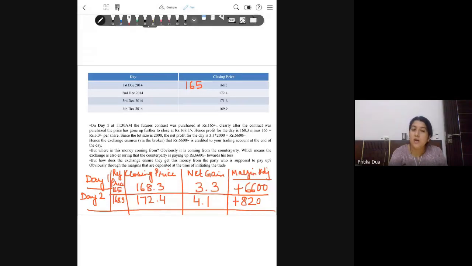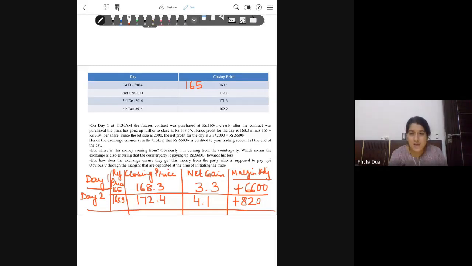But on the next day you are seeing a fall in the price, and the price is reducing from 172.4 to 171.6. अब कितना लॉस होगा इस केस में बायर को? What will be the loss? What will be the margin adjustment? 172.4 minus 171.6, that will be the loss per share. You multiply it with 2000, you get the margin adjustment. That will be minus 1600.